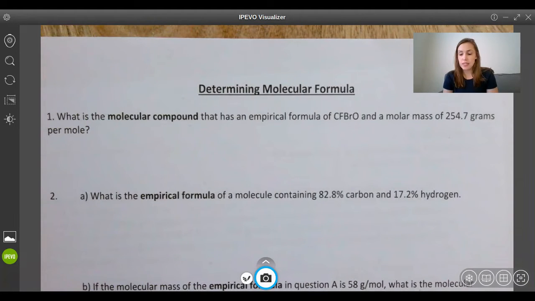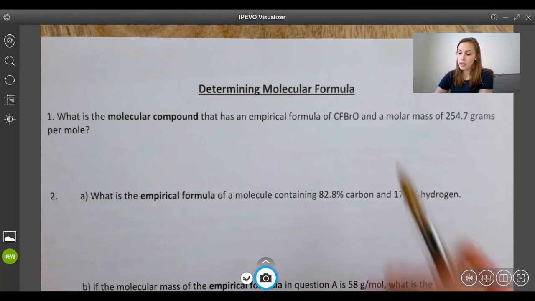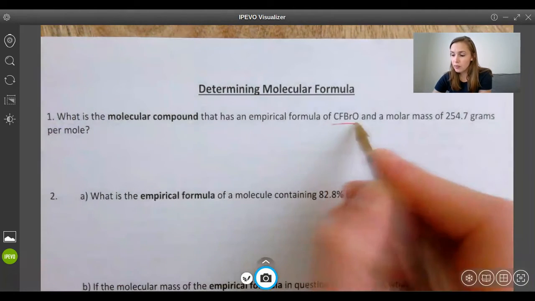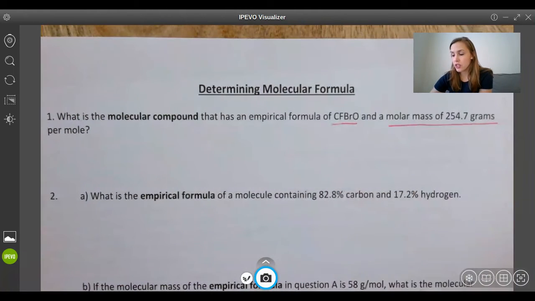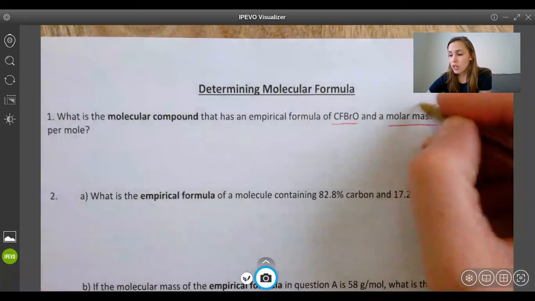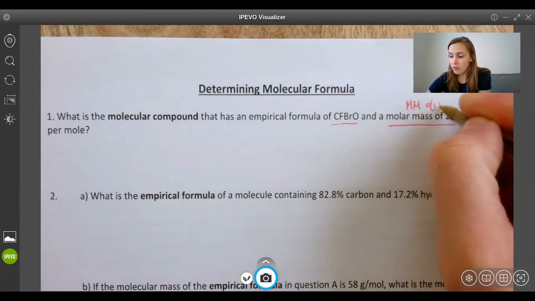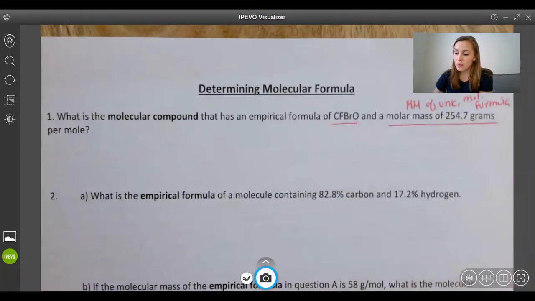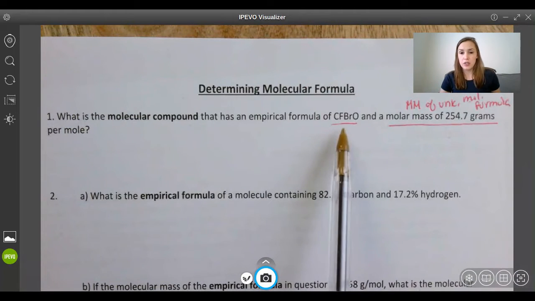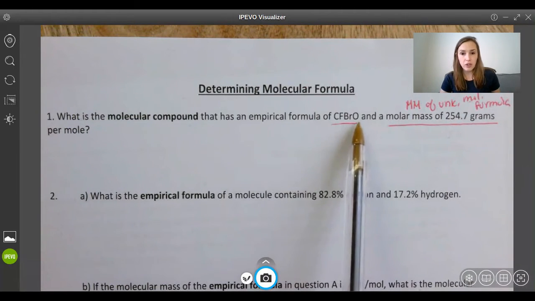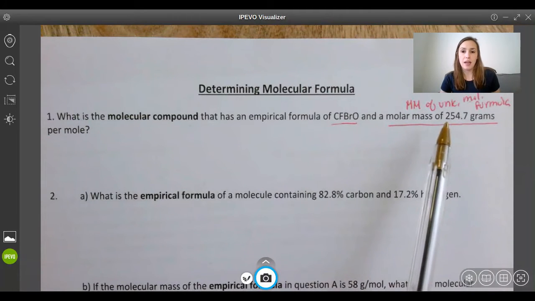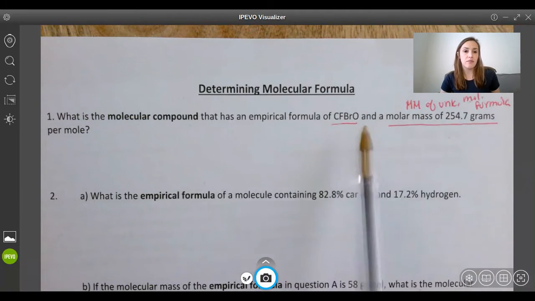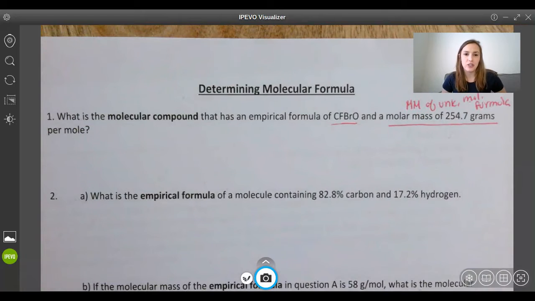So in this first one, it says, what is the molecular compound that has an empirical formula of CFBrO? And it has a molar mass of 254.7 grams per mole. So this is the molar mass of your unknown molecular formula, and here's its empirical formula. Those are usually the two pieces of information you'll either be given, or at times, like you'll see in a little bit, have to find on your own. And then using that molar mass of that unknown molecular formula, you're going to have to use those together to figure out the answer here.